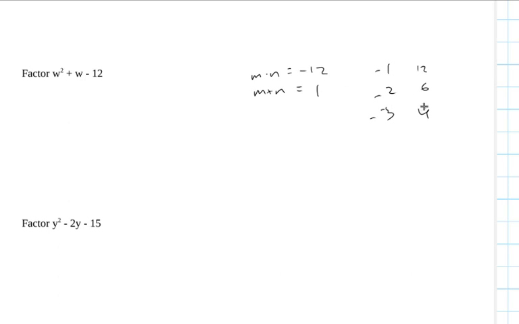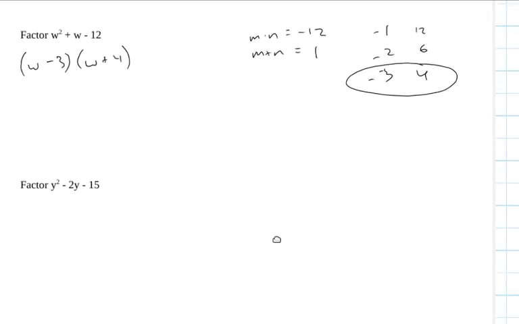And let's look to see, it looks like this one right here has a sum of positive 1. You might double check to make sure that negative 3 times 4 is negative 12, negative 3 plus 4 is positive 1, those both check out. We end up with w minus 3 times w plus 4. There's no real substitute for doing these yourself. Watching me do them is one thing, but you got to practice these on your own.